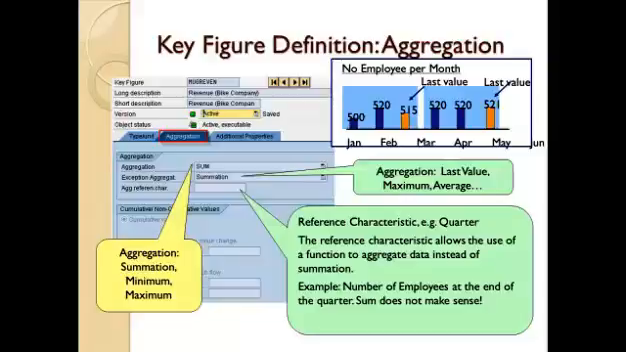So when we want to display the number of employees per quarter, then we will use the last value. Okay.